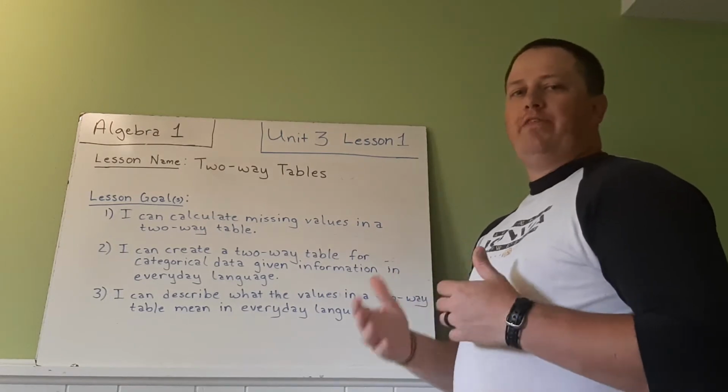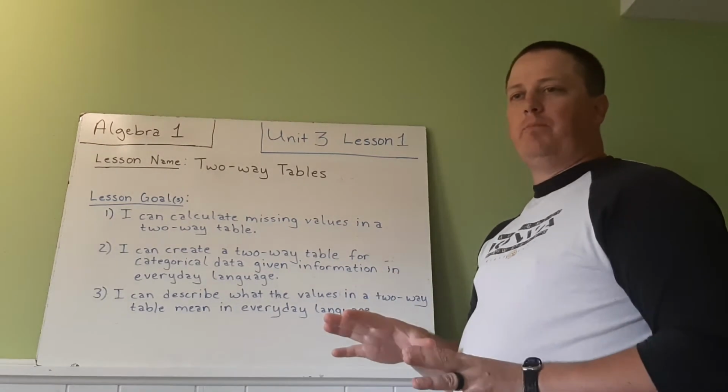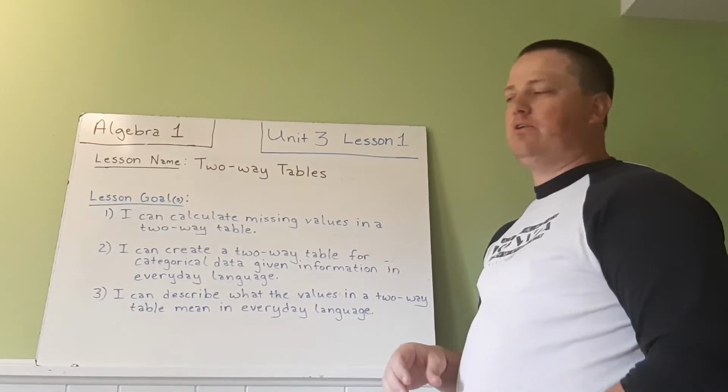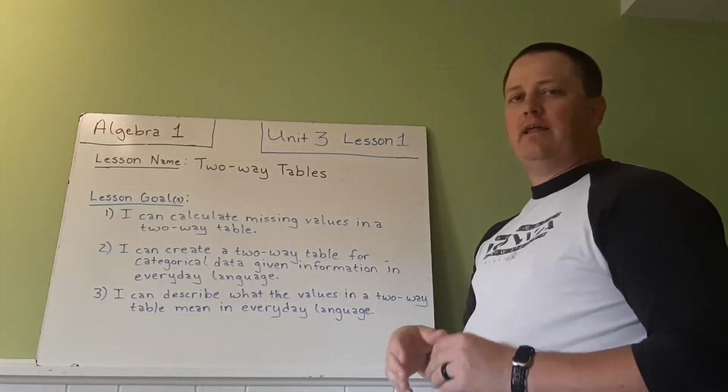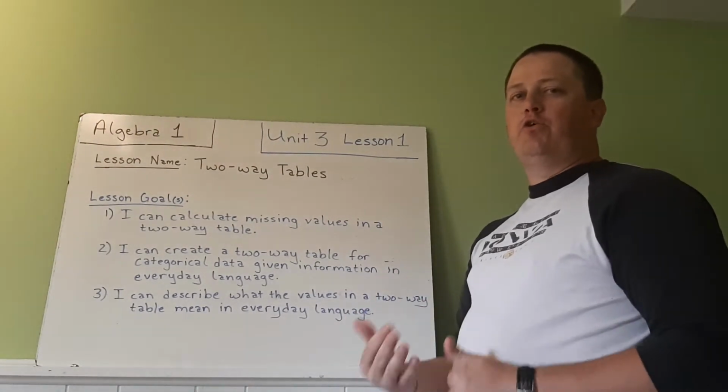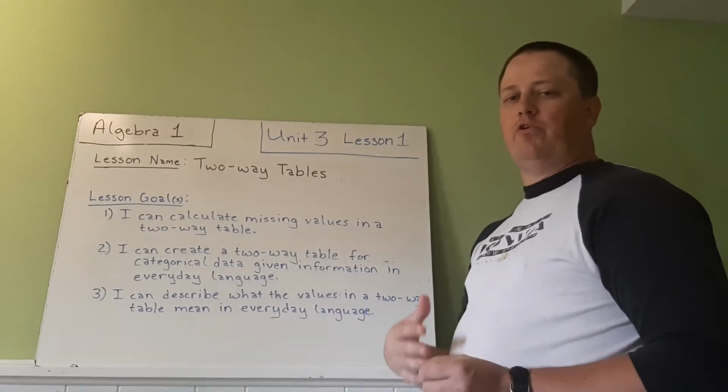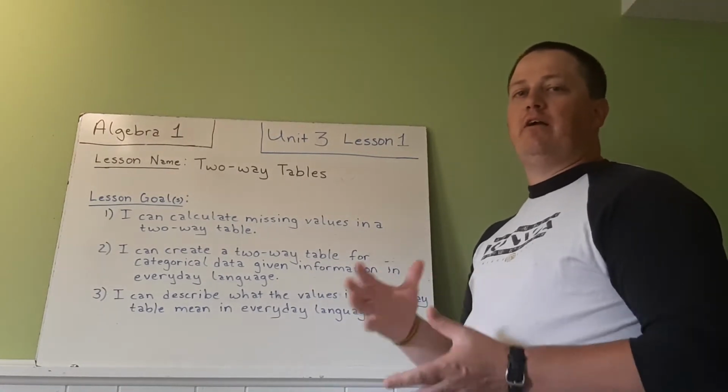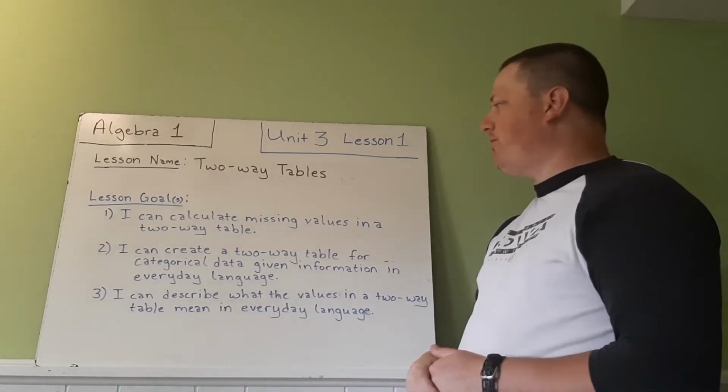So with a two-way table, it's going to have multiple parts to it, and we're going to be filling in values. If there's anything that we don't have information from, using our understanding of two-way tables, we should be able to figure those missing parts out.